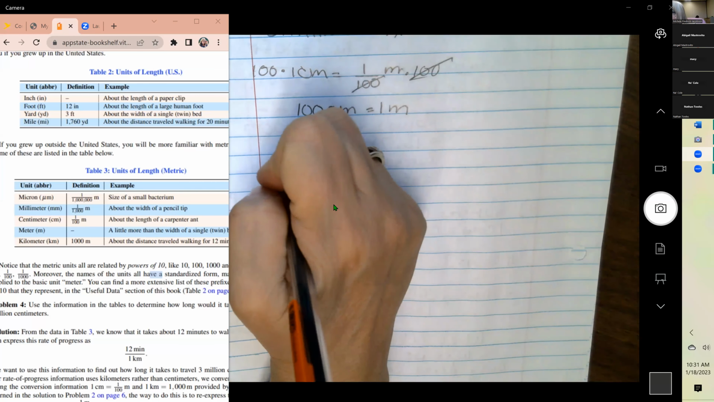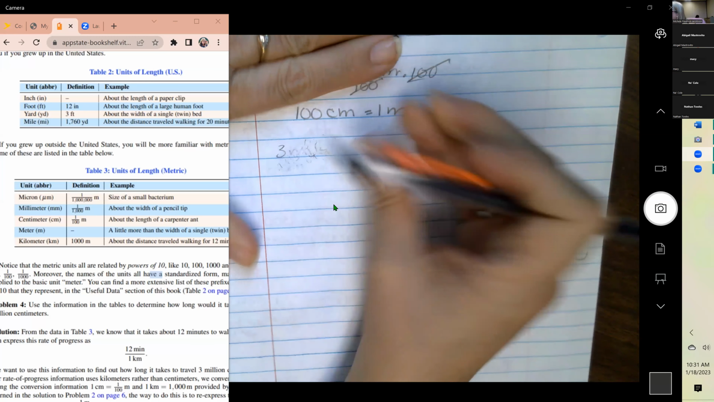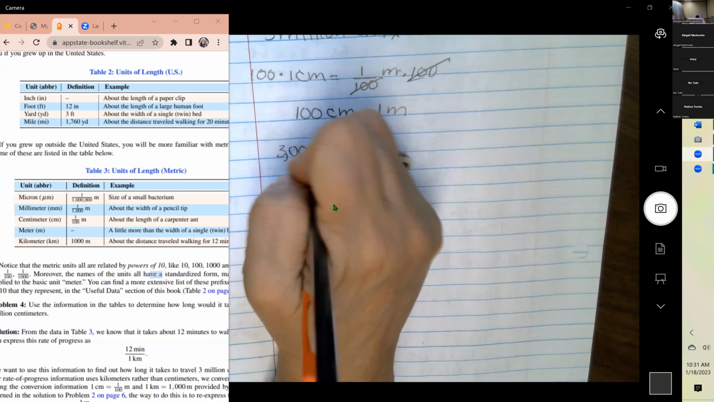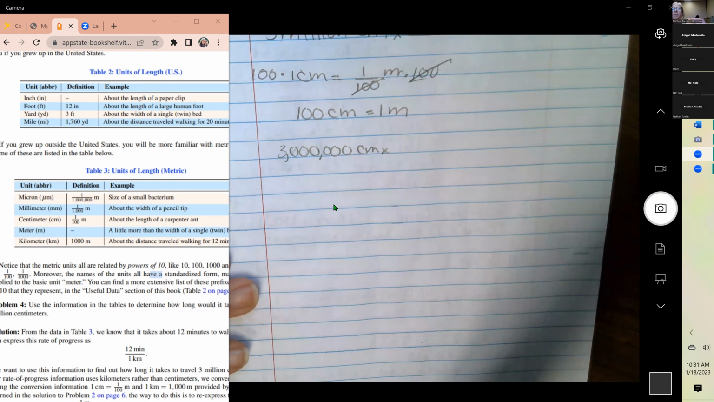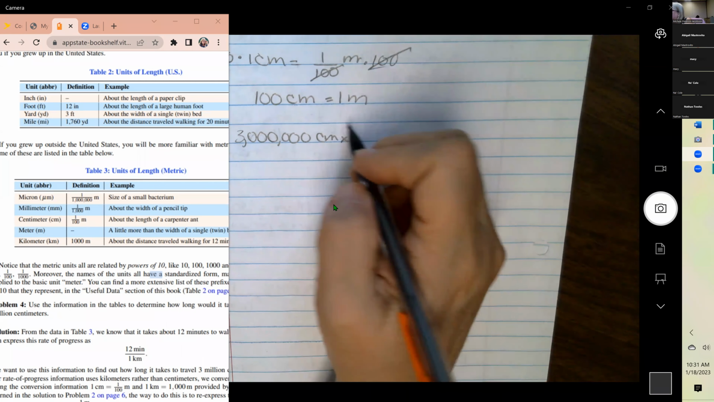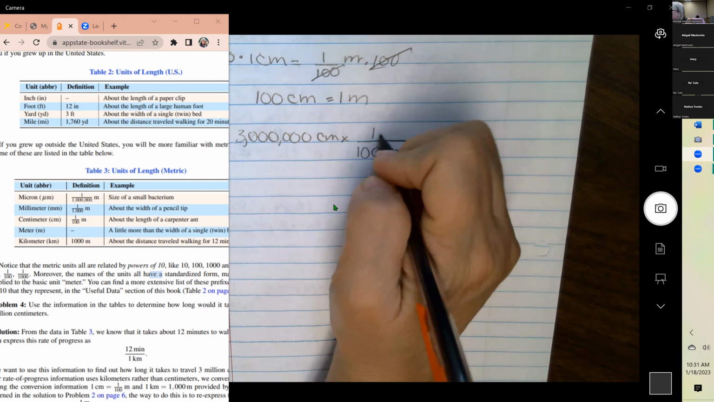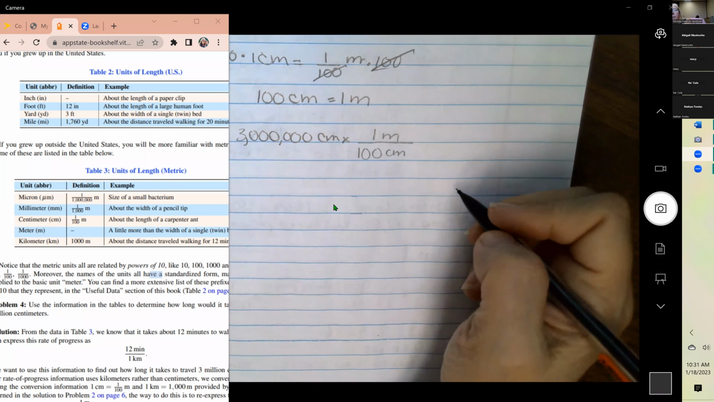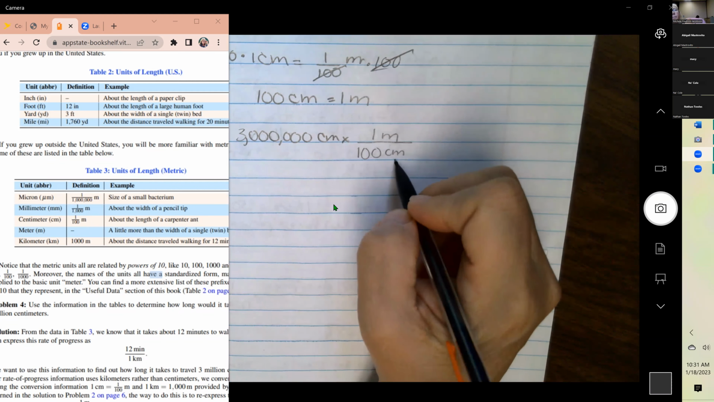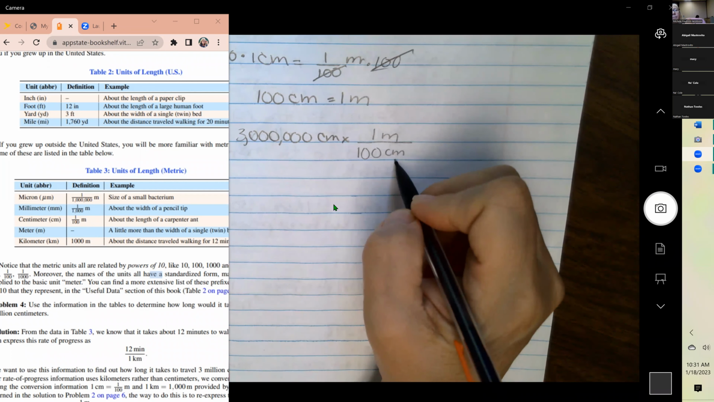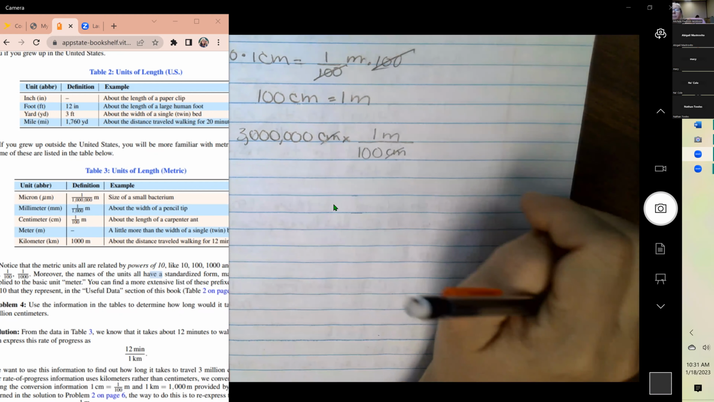So we'll go back to 3,000,000 centimeters. Now I know that 100 centimeters is 1 meter. Did I put the proportion in the right? Did I want centimeters on the bottom? Yes, because I wanted centimeters to cancel so I could convert to meters.